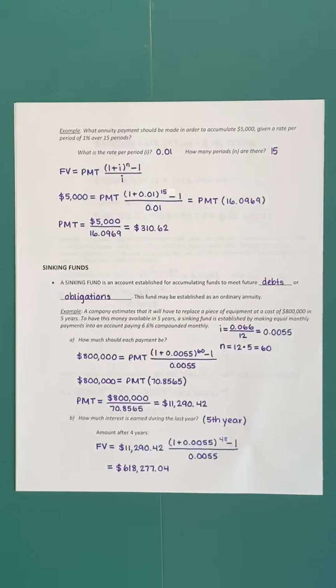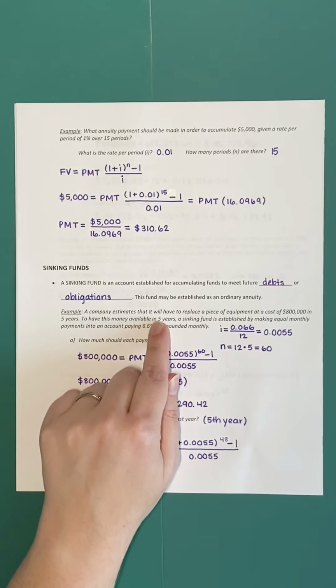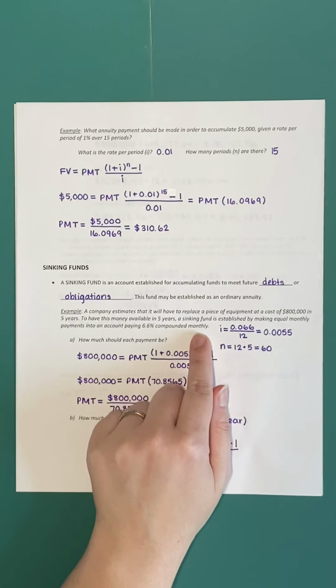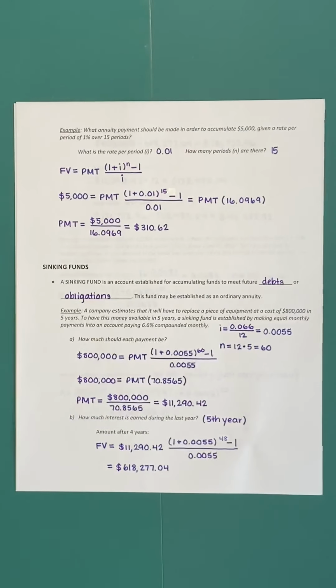Now, how many periods do we have? Well, we want to have money in 5 years, and we're making monthly payments and accruing monthly interest. So 12 times a year for 5 years, that's going to be a total of 60 payments and then 60 interest periods. So we know everything we need to know in order to use our formula. Now we just need to plug in our numbers.